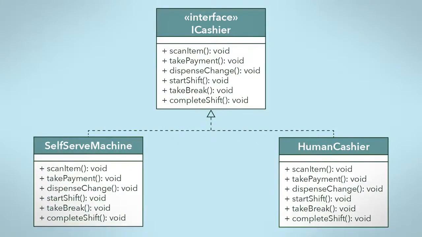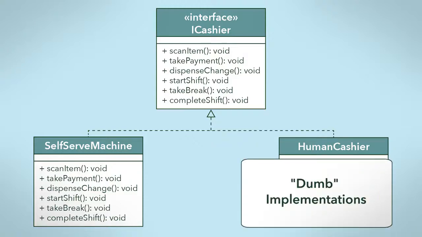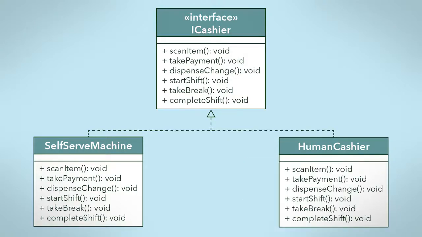The iCashier interface does work for the human cashier class because all its behaviors are captured by the interface. But, as you can see, this design is not ideal because the self-serve machines should not need to clock in and out of work or take any breaks. You don't want to be forced to provide method implementations for the self-serve machine that don't fit the machine. These would essentially be dumb implementations that don't do anything, and these are not behaviors that a client class should expect or be able to ask a machine to do.